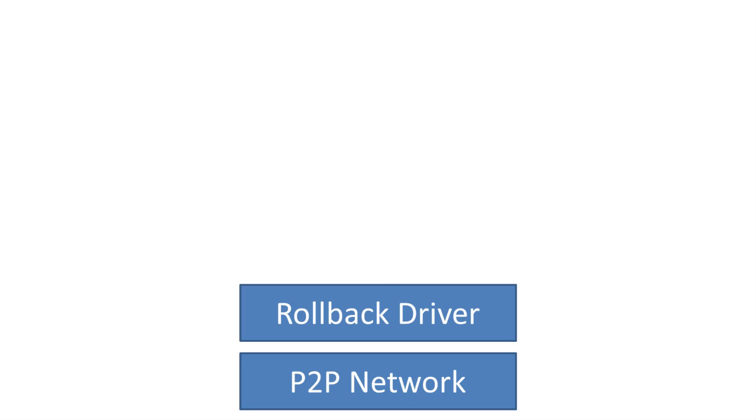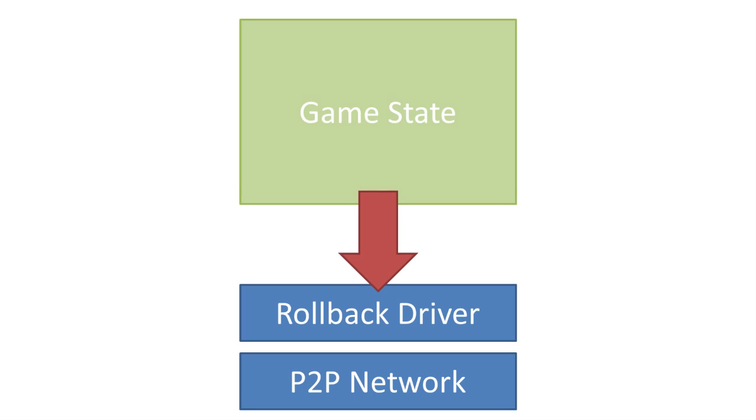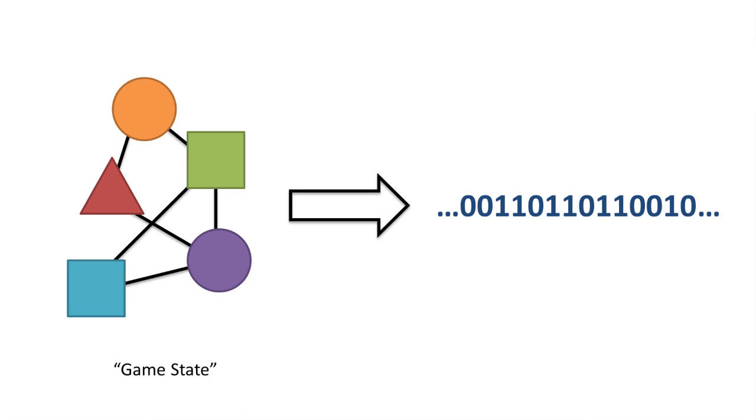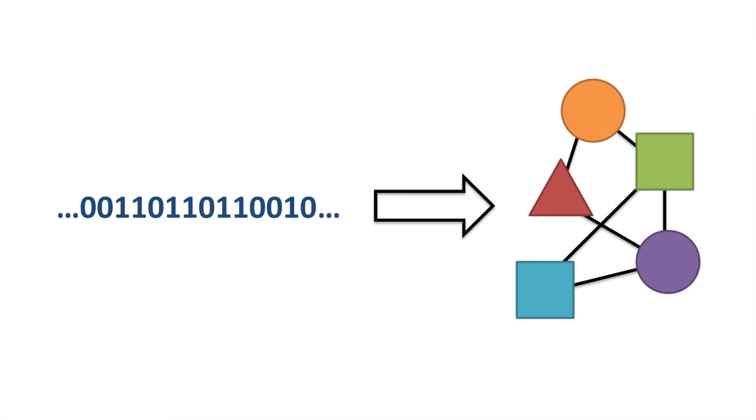So what the rollback driver needs to operate is snapshots of the game state. And the way we get those snapshots is using a process called serialization, which basically involves taking all of the objects in the game and converting them to a sequence of bytes, just like you might store in a file or send across a network. Now that sequence of bytes can then be used to recreate an identical copy of the game state, either locally to implement the rollback system or on another machine for the networking.